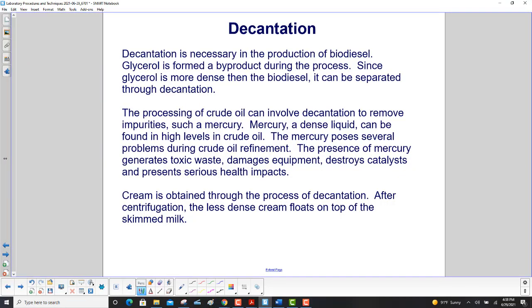Decantation is necessary in the production of biodiesel. Glycerol is formed as a byproduct during the process. Since glycerol is more dense than the biodiesel, it can be separated through decantation.